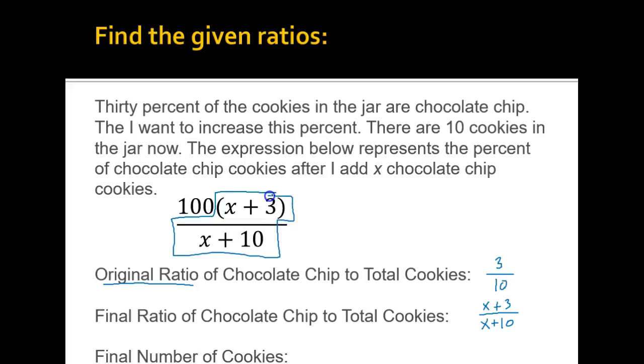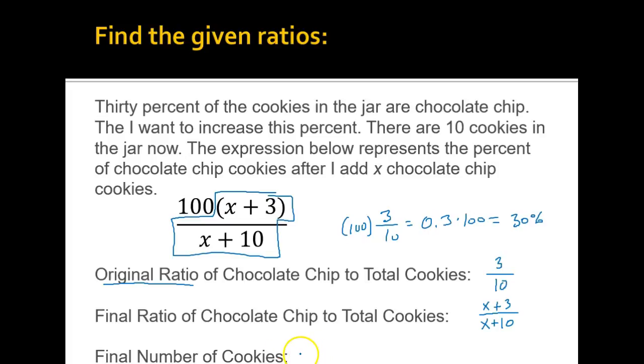So what's going on with that 100? Well, if I do that, I'll get a decimal number. Just as an example, 3 divided by 10 equals 0.3. But if I want to turn it into a percent, I just multiply by 100, and 0.3 times 100 equals 30%. So that 100 is just a way of turning this into a percent instead of a decimal form of the ratio. I've been writing my ratios as fractions, and this formula gives it to me in a percent form.